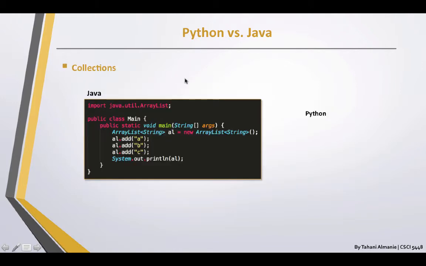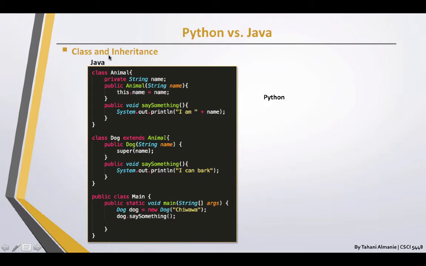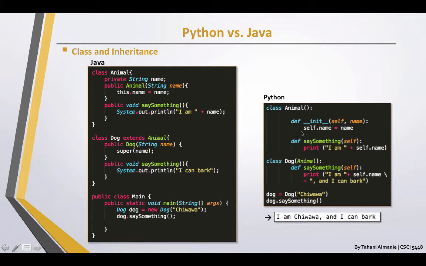For collections, here we have a list of characters, and we add different characters in this list. In Java, we do like this, while in Python, simply like this. This example shows the inheritance in each of Java and Python. Here we have animal class, dog class that extends animal, and we need to include main in Java every time, while in Python, we can apply the same example by this code.